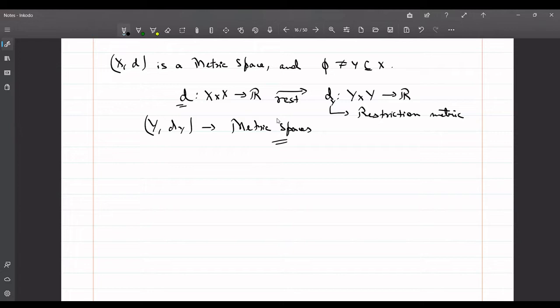Also d restricted to Y cross Y is a term related to this. Better we write it as the restriction metric induced by d.